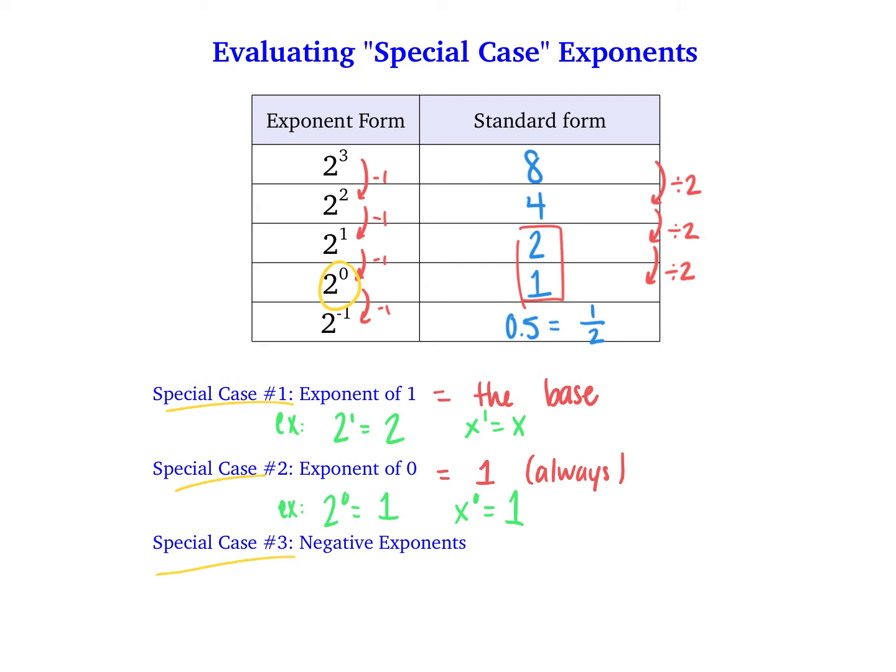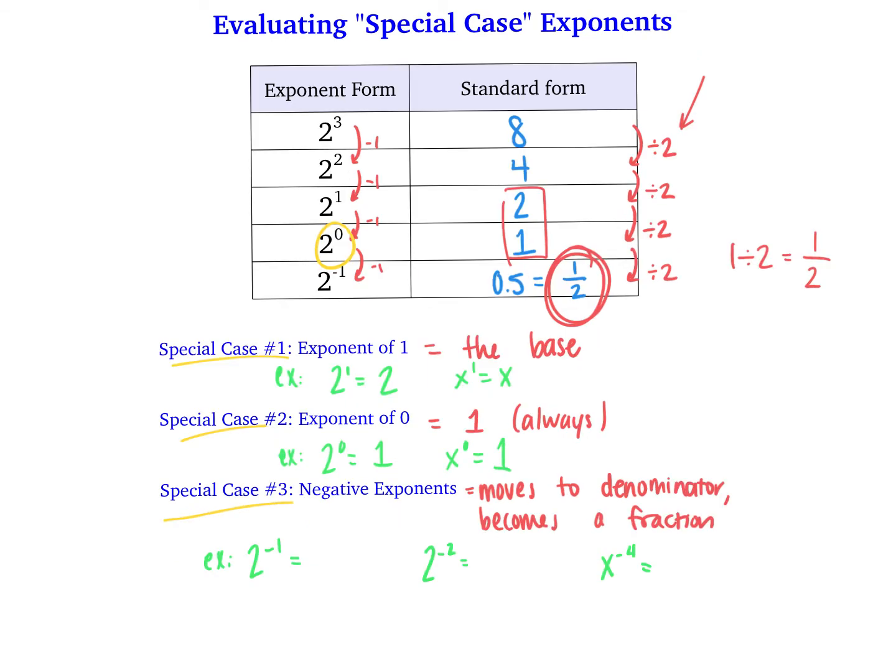Then the last one would be negative exponents. And maybe before this you were thinking that it would be a negative answer. But we can see if we follow this same pattern, sorry, you can hear my dog in the background, I'm going to take 1 and divide it by 2. Well, 1 divided by 2 is the same thing as 1/2. So that's why any negative exponent is actually going to become a fraction and not a negative number. We're dividing by that base as we work our way down. So 1 divided by whatever base you have is going to give you that fraction.